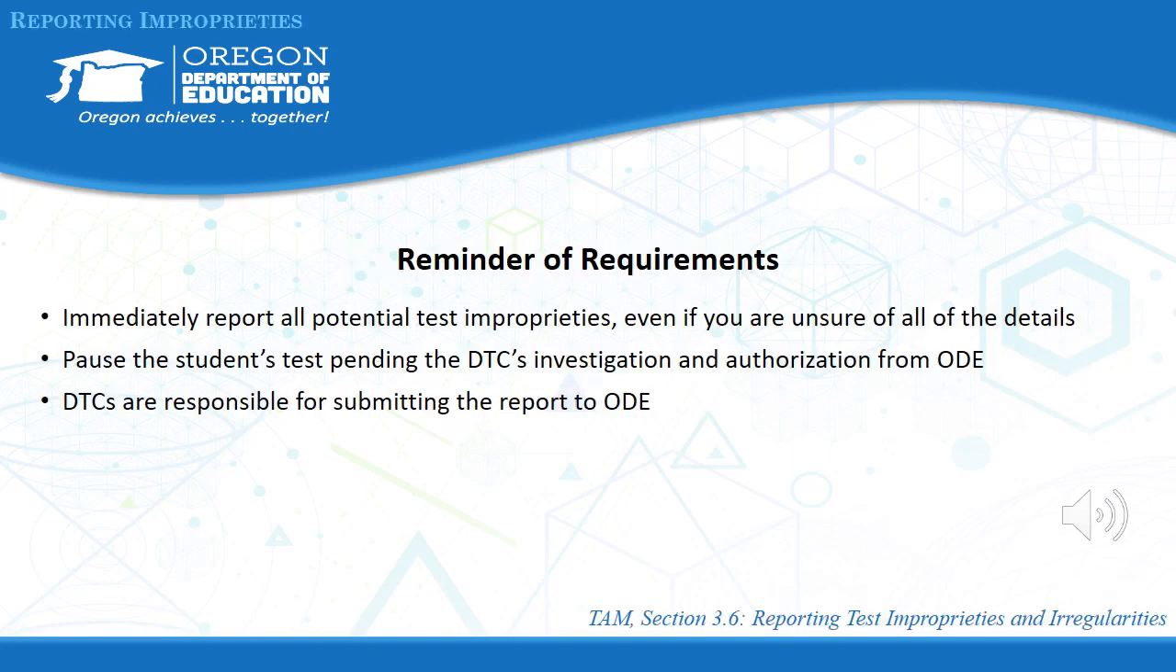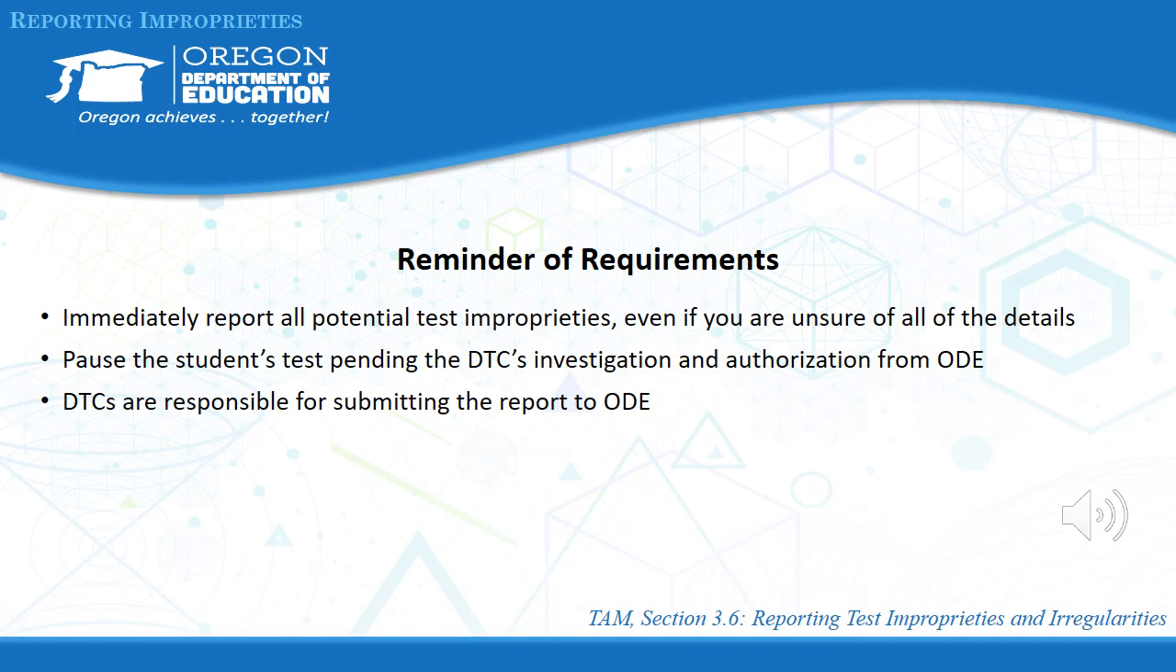When a potential test impropriety or irregularity occurs, it is essential that the first course of action is to pause all impacted tests until the incident is reported, investigated, and resolved. Any potential test impropriety or irregularity must be reported up the chain of communication so that the incident may be investigated in a timely manner and the appropriate outcome identified as quickly as possible.